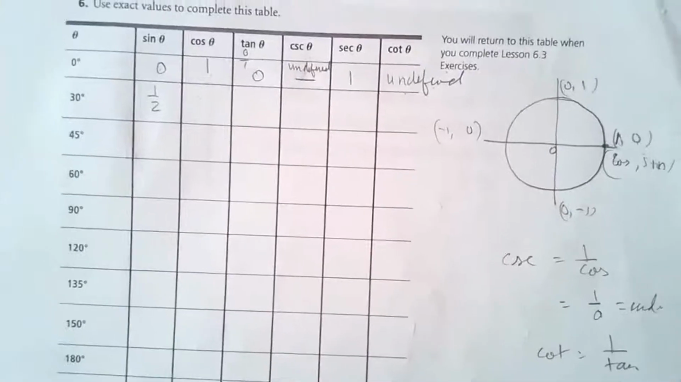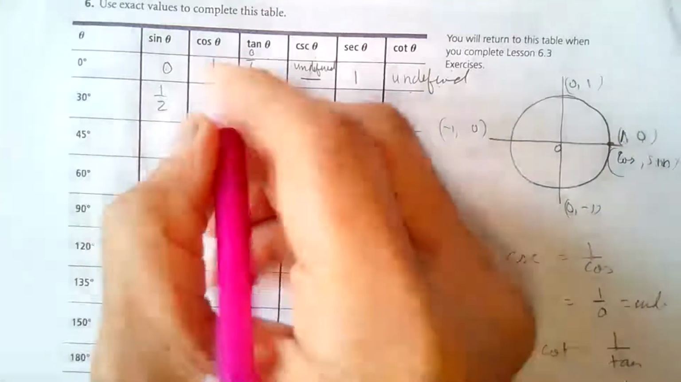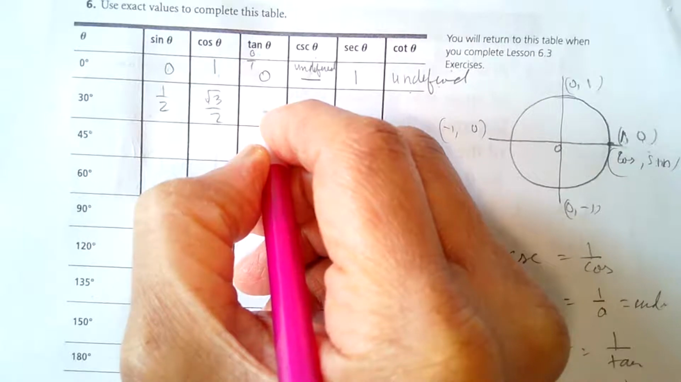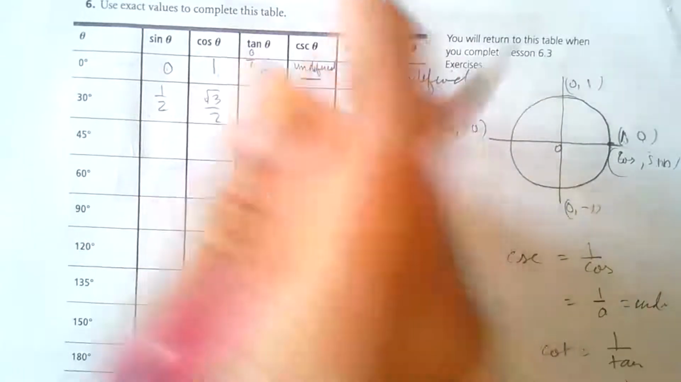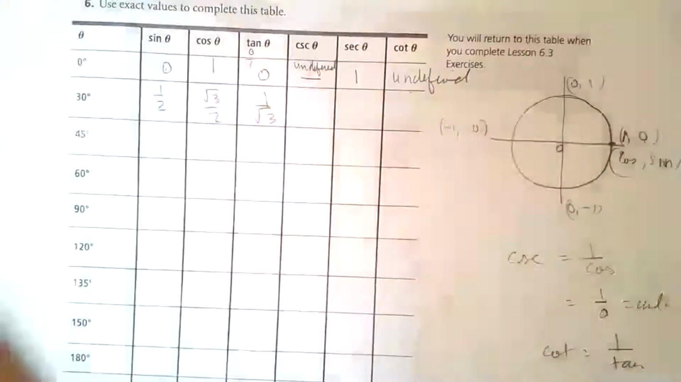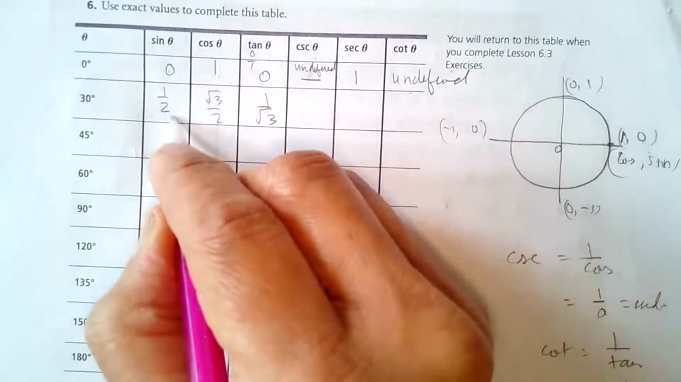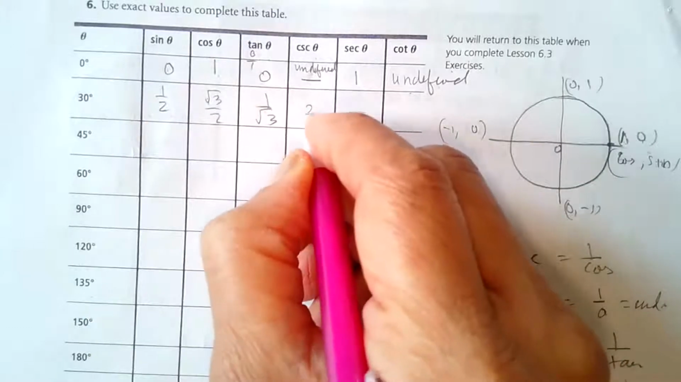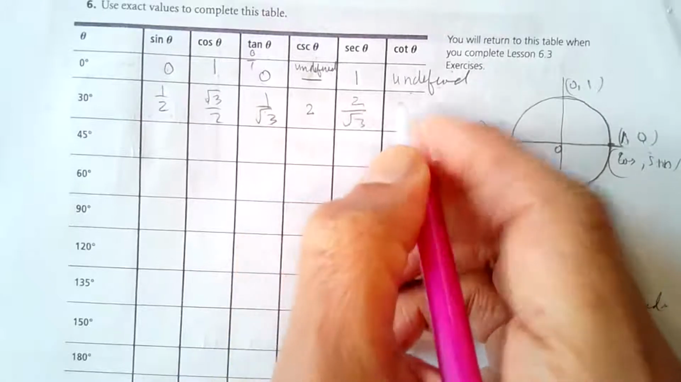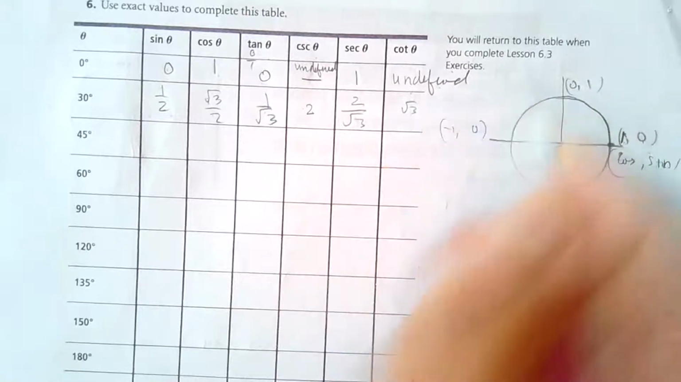Let's zoom in here a little bit. Cos of 30 degrees will give you root 3 over 2. Tan of 30 degrees is 1 over root 3. And I'm just looking at my reference triangle here, right? Now, cosecant is the reciprocal of sine, will give me 2. Secant is the reciprocal of cos, will give me 2 over root 3. And cotangent is the reciprocal of tangent, which is root 3 over 1, root 3.